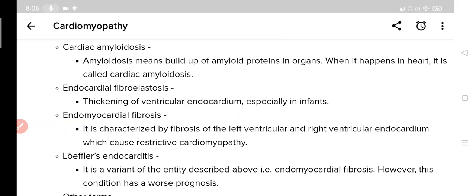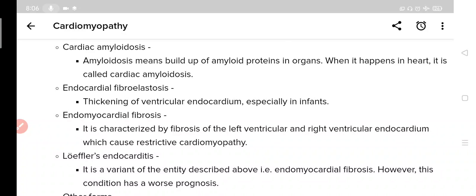Next one is endomyocardial fibrosis. Don't get confused between these two terms, endocardial fibroelastosis and endomyocardial fibrosis. They look very similar. So just repeat sometimes and you will be clear about them. Endomyocardial fibrosis is characterized by fibrosis of the left ventricular and right ventricular endocardium, which causes restrictive cardiomyopathy. In endocardial fibroelastosis there is thickening of the ventricular endocardium, and here there is fibrosis. This is the difference.